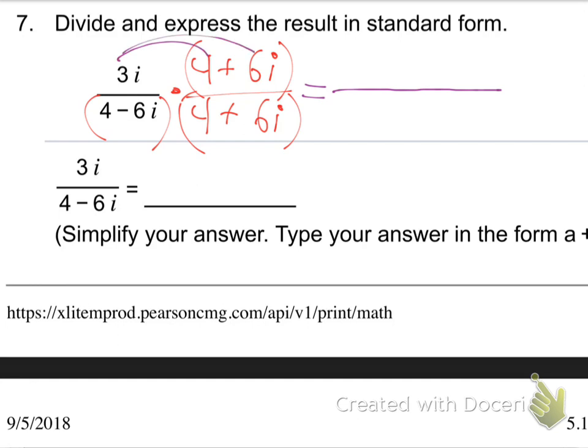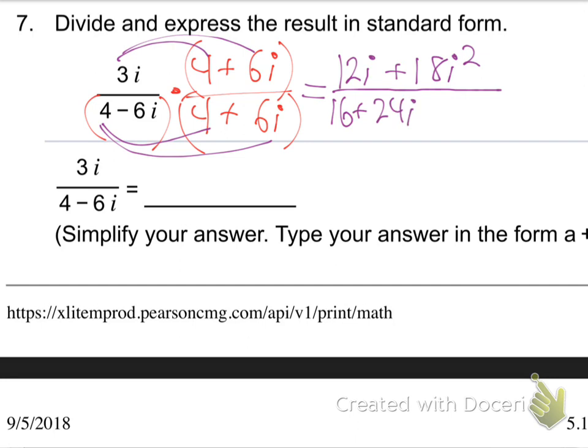Boom, boom. 12i plus 18i squared on the top. Good. Then do the bottom. 16, then 24i minus 24i minus 36i squared.